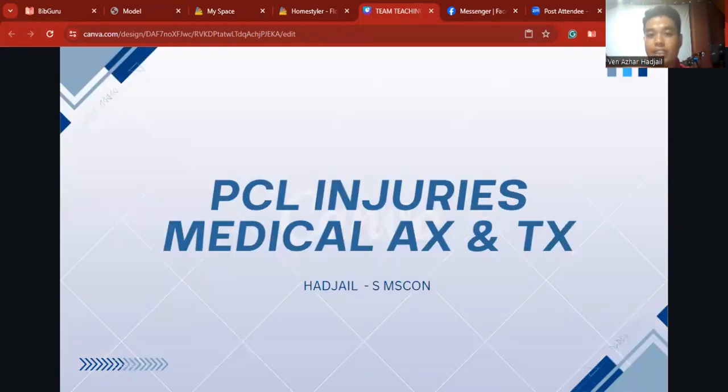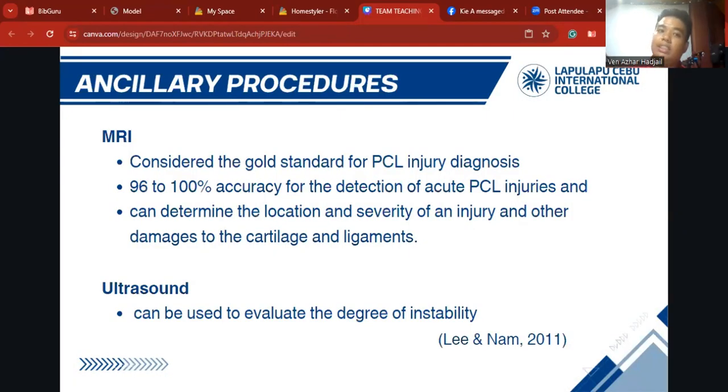So here we have the PCL injuries, medical assessment, and treatment. We can see here the MRI is considered to be the gold standard for PCL injury diagnosis. As you can see, it has 96 to 100% accuracy in detection of acute PCL injury, and it can determine the locations and severity of the injury.